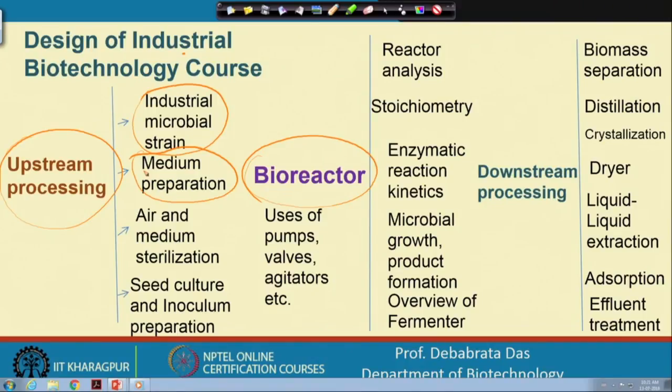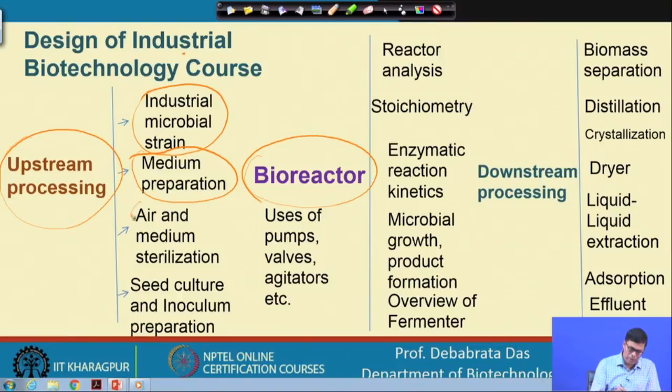So media preparation takes place like this, and the media for different organisms will be different. And I told you the basic difference between the chemical and biochemical process is that in a chemical process, as your product changes, your raw material changes. But in the biochemical process, it so happens that the same substrate can contribute to different types of product formation. For example, glucose or sucrose can be used for citric acid production, for lactic acid production, for ethanol production, the different production processes are involved.